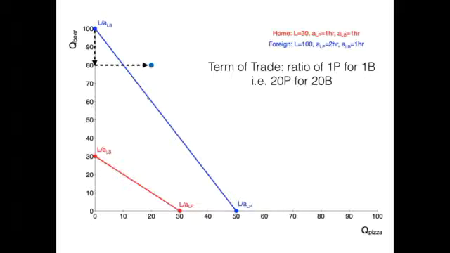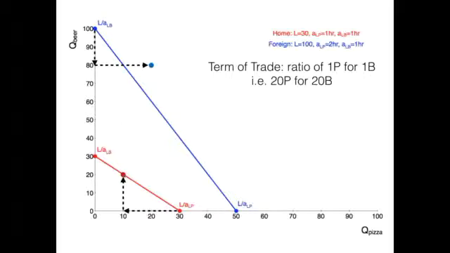Let's see if the home country benefits from this specialization and trade. So they're going to be producing 30 pizzas. They're going to trade 20 to the foreign country, which will leave them with 10 pizzas, and they're going to receive 20 beers in exchange. And as you can see, that leaves them exactly on their original PPF.